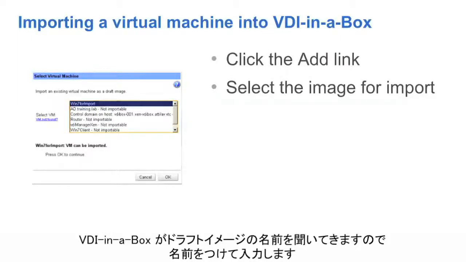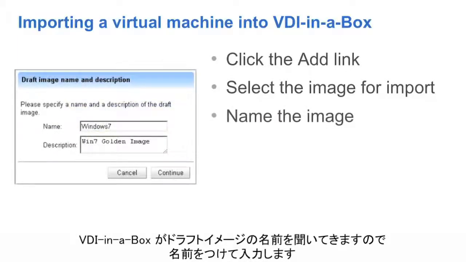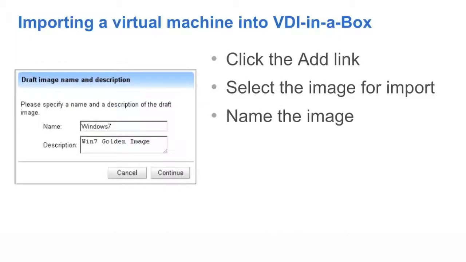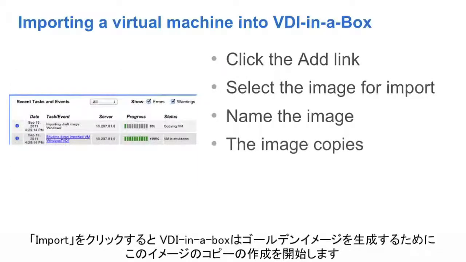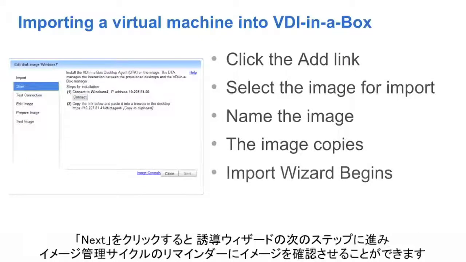VDI-in-a-Box prompts us to name the draft image. We will name it and enter a description. When we click Import, VDI-in-a-Box begins making a copy of this image to create the golden image. When we click Continue, we proceed to the next step of the guided wizard, through which we are walking the image through the remainder of the image management cycle.